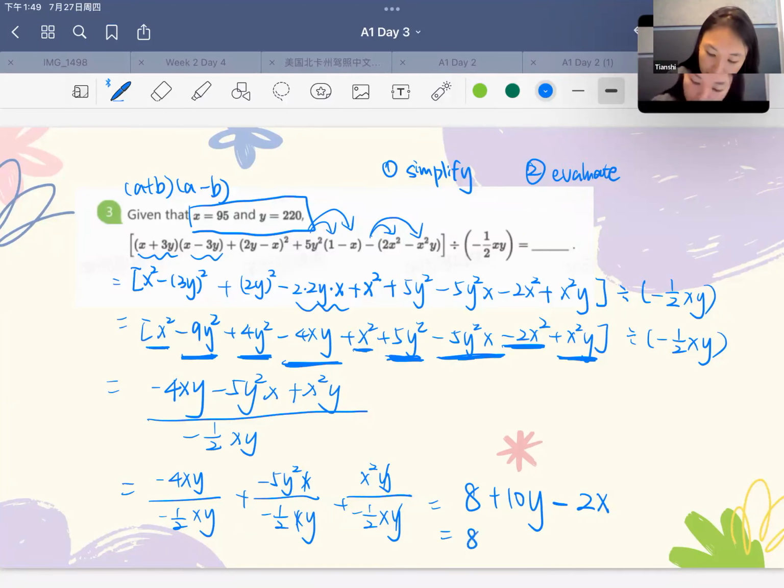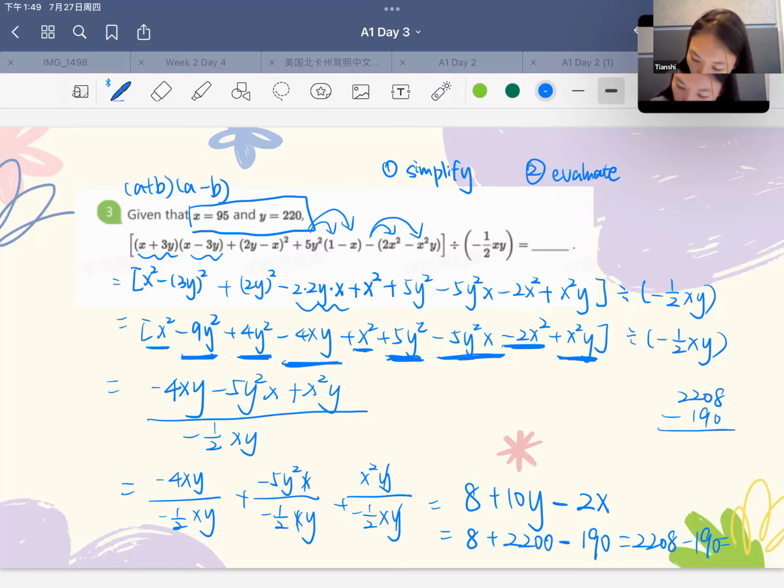So it's 8 plus 10y, so 10y is 2,200. And 2x, so 2x equals 190, right? So what is the result? The result will be 2208 minus 190. So let's do the calculation. 8 minus 0, so it's 8. And then 0 minus 9 borrowing 1, so it's 1. So the result will be 218. So 218 is the final result.